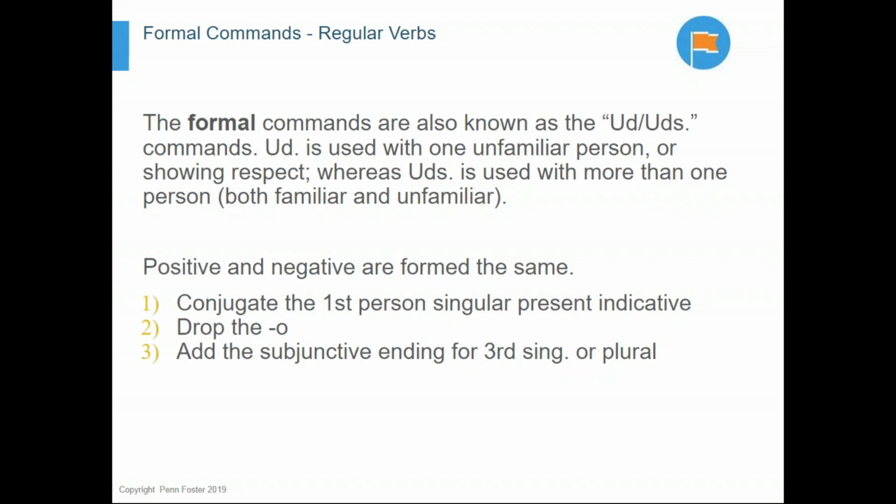And in this case, you do have to follow 3 steps, but the good thing is there's only one set of rules for both positive and negative, different than informal commands where there are separate rules, both positive and negative. So as the slide shows you here, there are 3 steps. Conjugate the first person singular present indicative, so you're using present tense as the root, dropping the O, and then adding the subjunctive endings for third singular or third plural. Third singular being usted, third plural being ustedes.